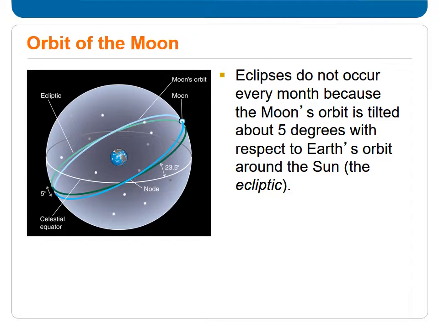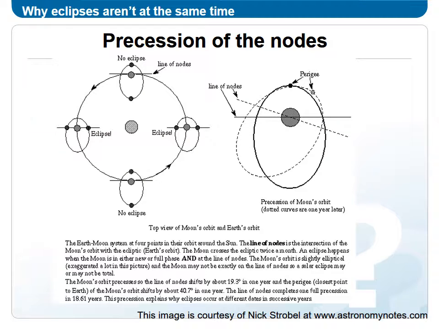Figure 2.19 shows that eclipses do not occur every month because the moon's orbit is tilted about 5 degrees with respect to Earth's orbit around the sun, which is the ecliptic. Eclipses aren't at the same time every year because the nodes and apsides of the moon's orbit precess.